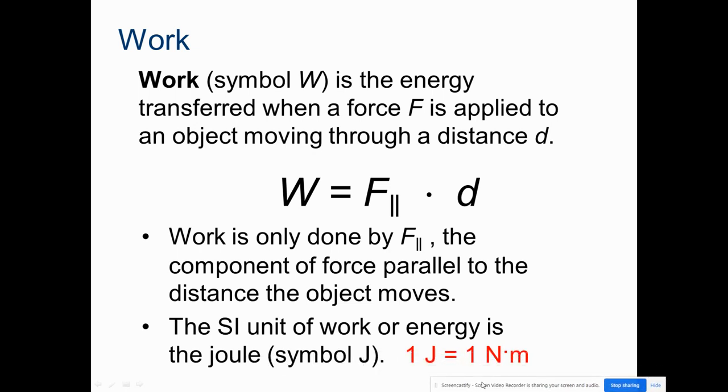Work, under the symbol W, is the energy transferred when a force F is applied to an object moving through a distance D. So we have work is equal to the parallel force times distance. Think about that as something moving across a plane. Work is only done by the component of force parallel to the distance the object moves.